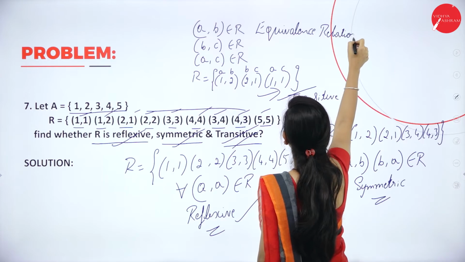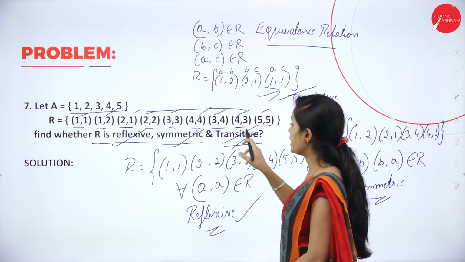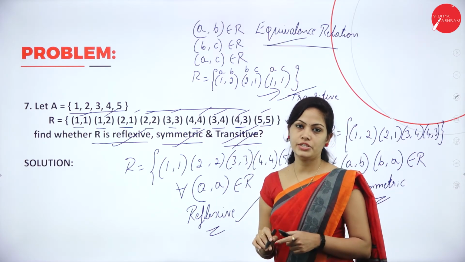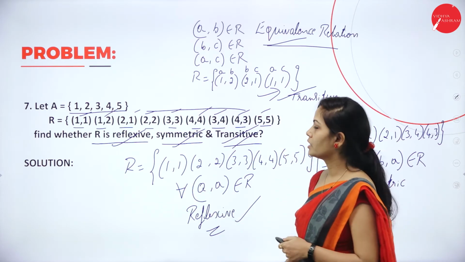So this relation holds all the three properties. If the relation holds all the three properties called reflexive, symmetric and transitive, then we can call it an equivalence relation. So, this is about the properties of relation.